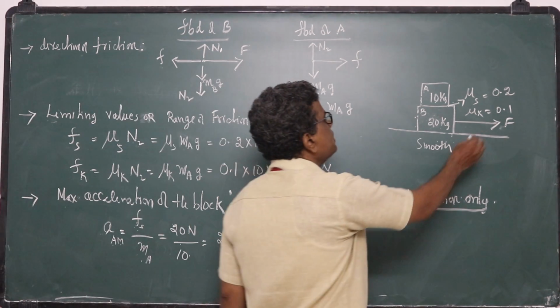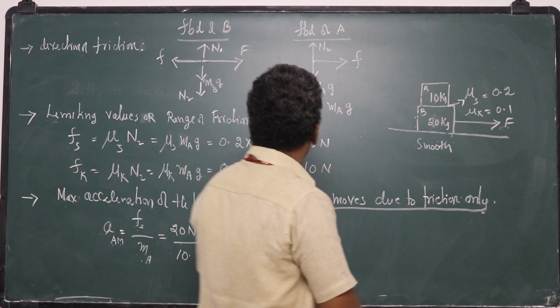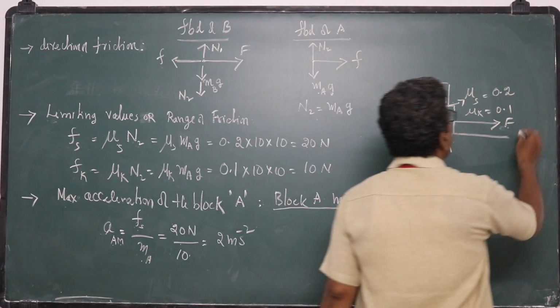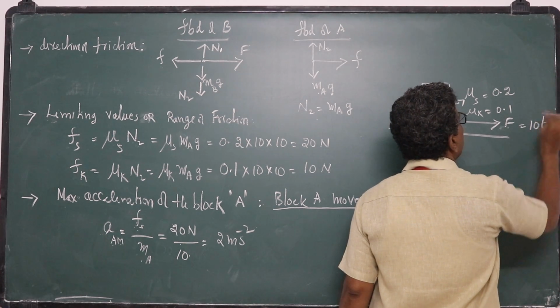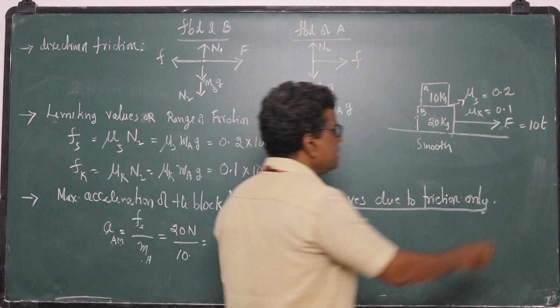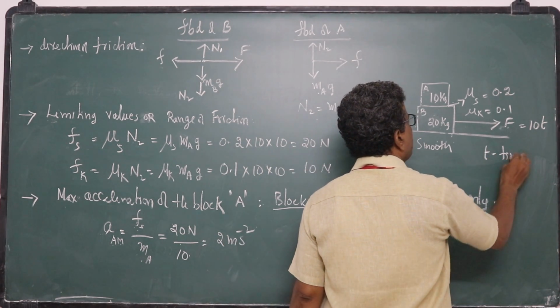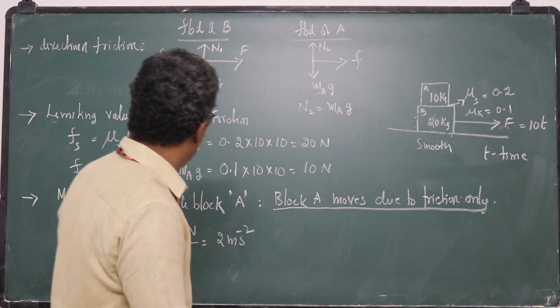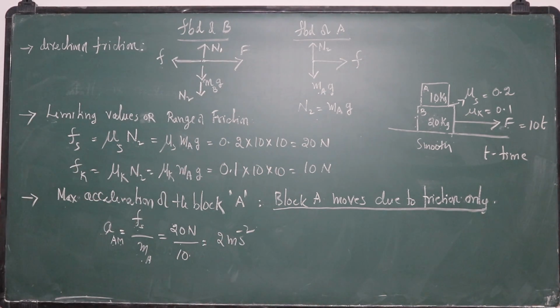So this is the maximum acceleration. Now this force varies according to the law F is equal to 10t, where t is time. So it is a variable force.